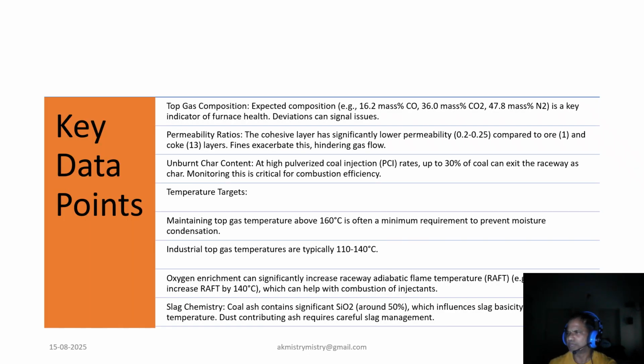Now coming to the highlights of the key data points: the top gas composition reflects furnace health, the permeability ratio shows fines impact, up to 30% char at high PCI rates, target top gas temperature above 160 degrees centigrade, oxygen enrichment boosts draft, and coal ash affects the slag chemistry and fluidity.